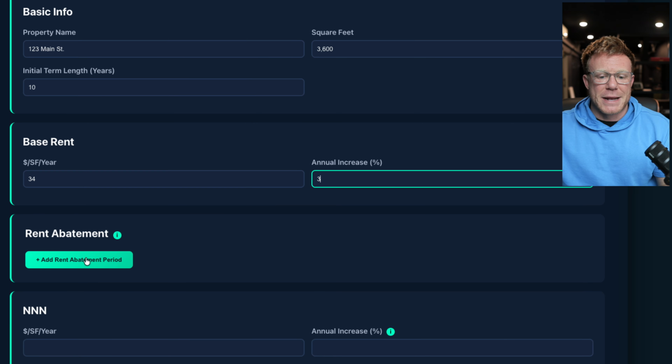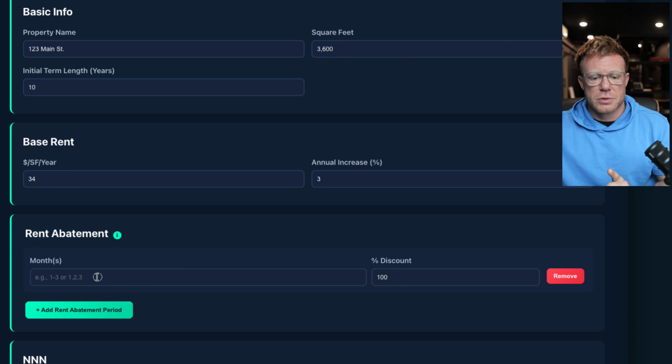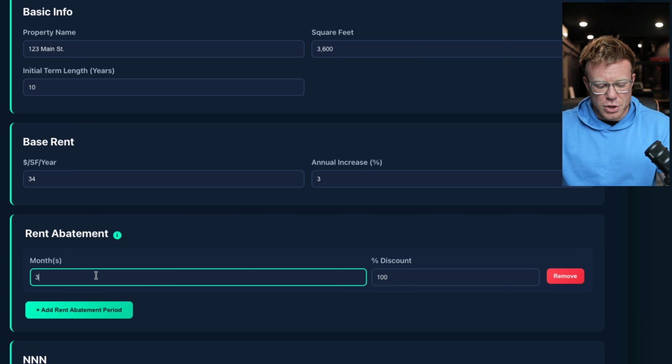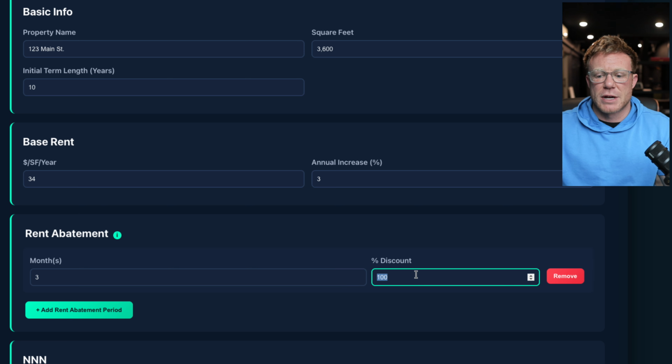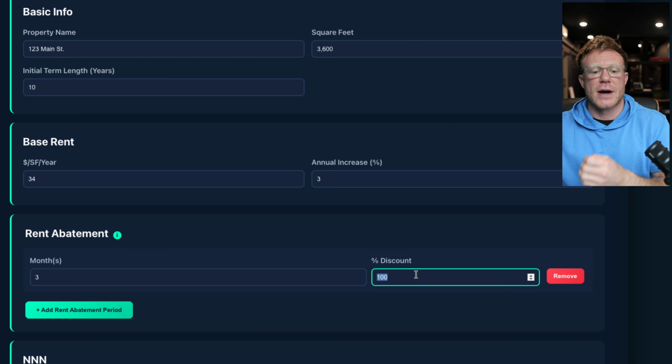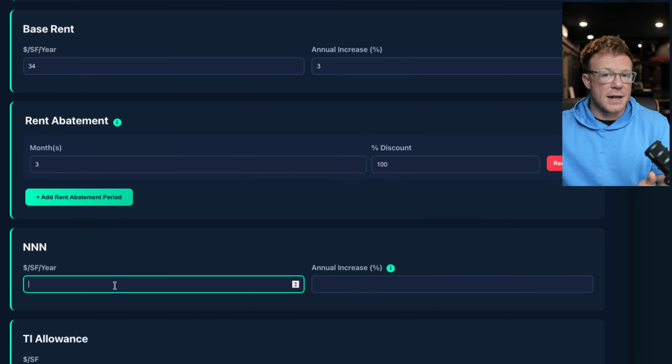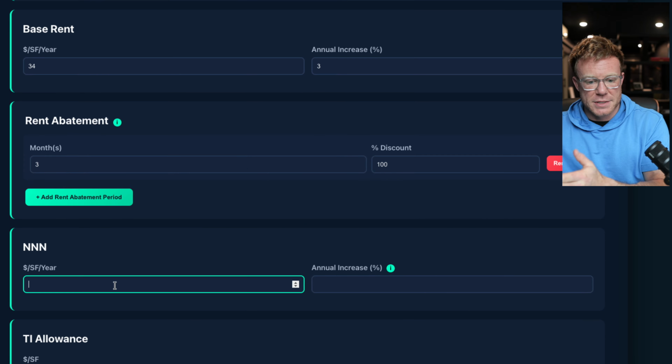All right, rent abatement. In this particular site, the landlord is offering us 3 months at 100% rent abatement, meaning once construction is completed and you are open for business, they are providing 3 months of rent abatement. Meaning you don't have to pay anything for the first 90 days that you're open for business.